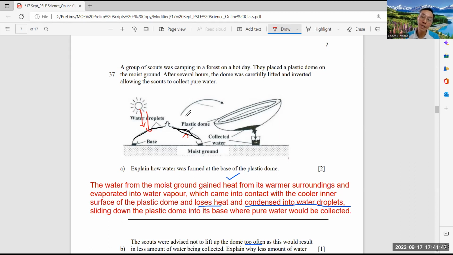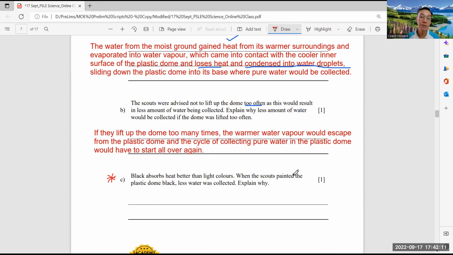Okay, remember for condensation to happen, the warmer water vapor must lose heat to a cooler surface. So now if the surface already has a higher temperature, it will no longer be able to condense the water vapor because it is at a higher temperature than the water vapor. So if you understand this concept, you can answer this question. Okay, so this one is testing your understanding.